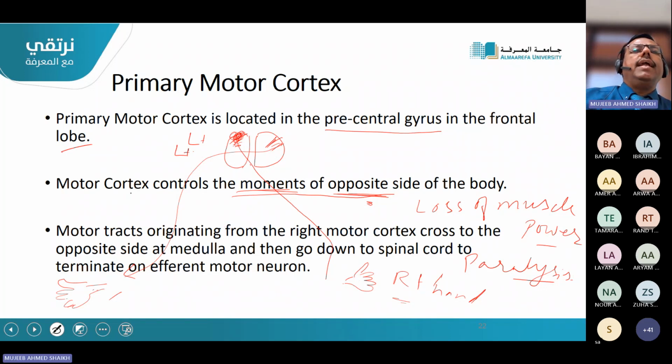So motor tracts originating from the right motor cortex cross to the opposite side at the level of the medulla and then go down to the spinal cord to terminate on the efferent motor neuron. The fibers which are starting from here, we call them a tract. Tracts are nothing but collections of neurons starting from one area and supplying a specific area. So these are called the motor tracts. Motor tracts will be crossing at the level of the medulla oblongata. There will be crossing here.